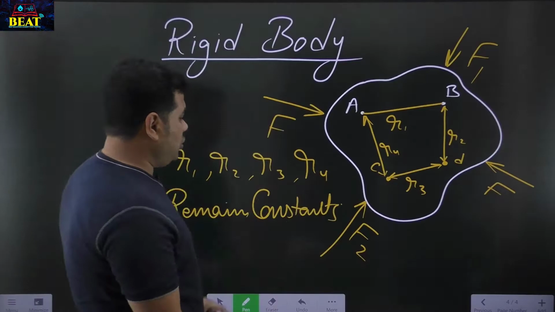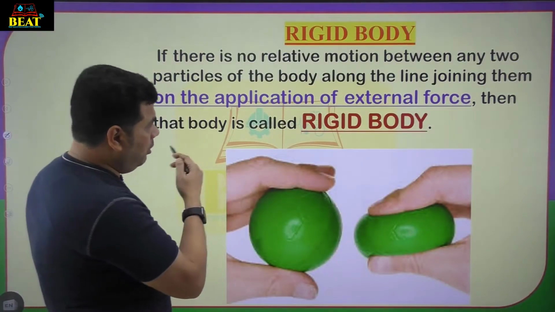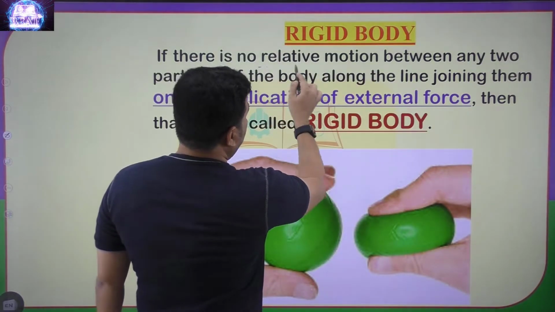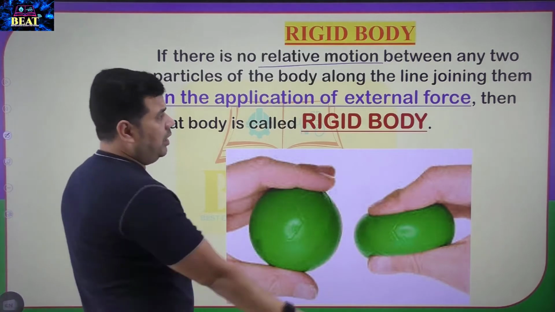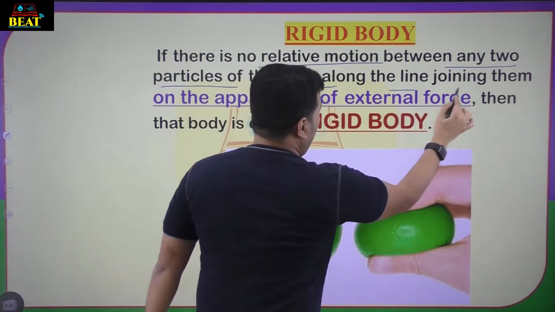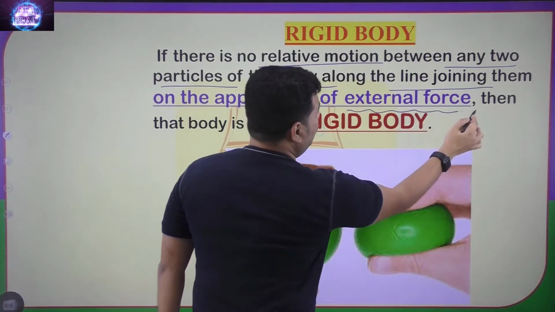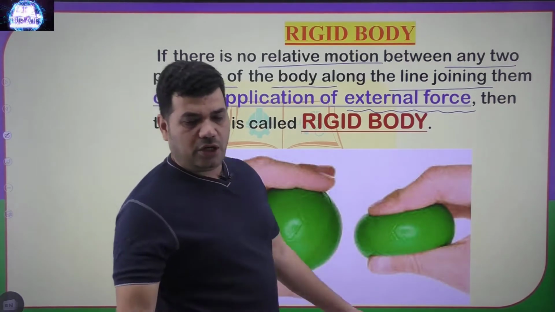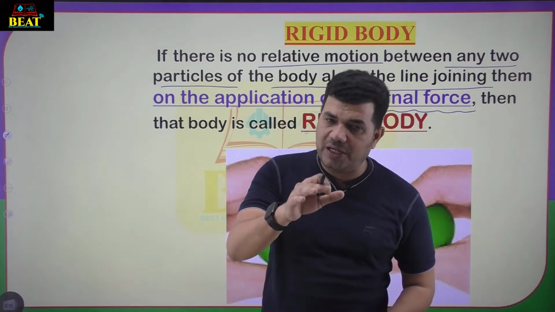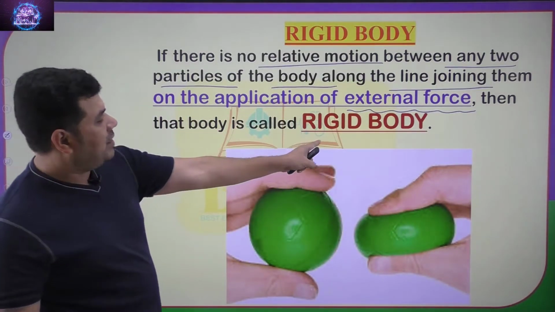So this is a rigid body. This is just an example of the rigid body. Let me tell you in a more proper way. As you can see, there is no relative motion. There is no relative separation between any two particles of the body along the line joining them on application of external forces. These external forces also can be said as, yes, obviously, deforming forces. Then this body is known as a rigid body.